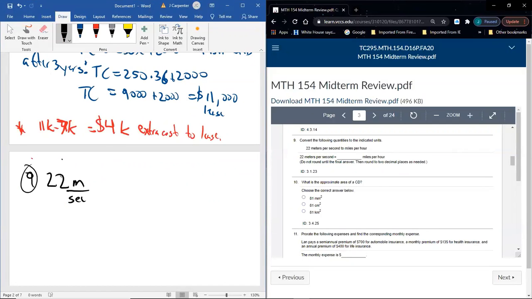So the meters need to turn into miles, so we're going to need to know how many meters to how many miles.